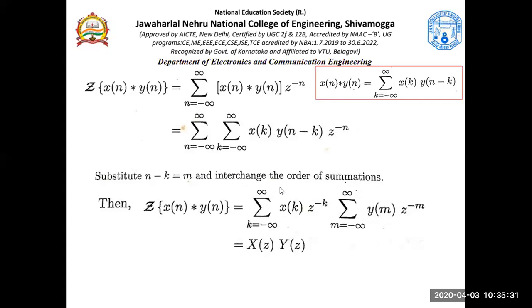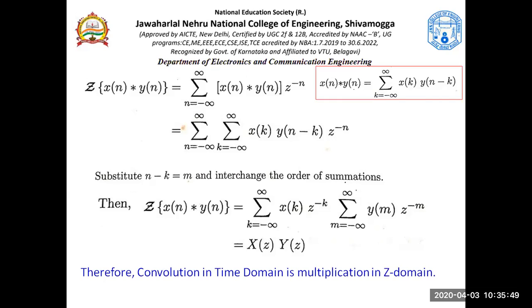If you observe only this, this is X of z, and if you observe only this, this is Y of z. This is how the convolution operator is converted into just a multiplication operator in z domain. That's why it very clearly says convolution in time domain is multiplication in z domain. So this can be asked for proof, like: prove that convolution in time domain is multiplication in z domain.